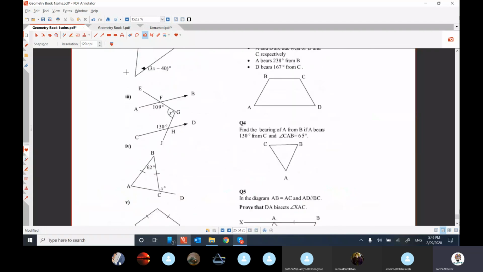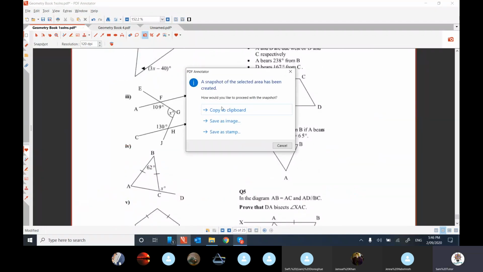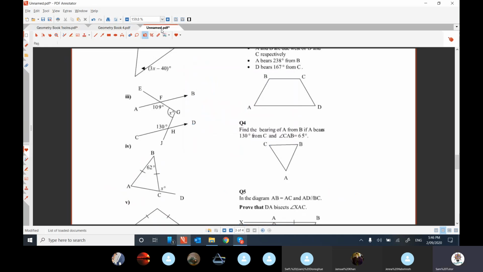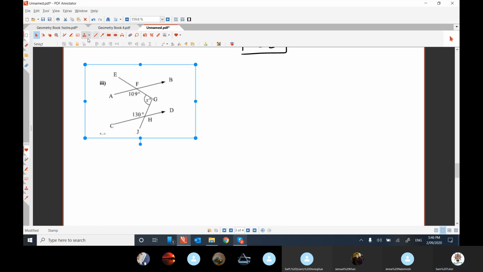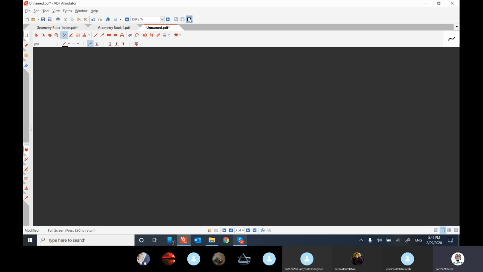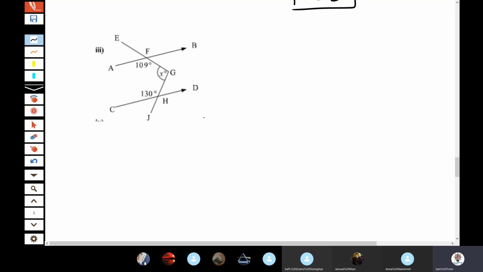Let's go, triple I. I think Liam, you did this one last week. Let's see if you still remember what to do. Any ideas? You draw a line through FGH. Yeah, you've got to draw a straight line through G so that it's parallel to AB and CD.